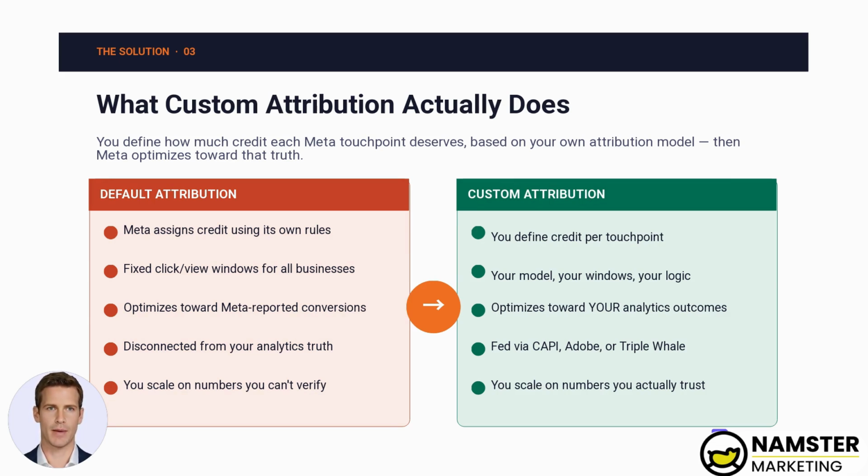In the old world, Meta assigned credit using its own fixed rules and windows, leaving you to scale on numbers you could not verify. In the new world of custom attribution, you define the credit per touchpoint. It is your model, your windows, and your logic. By feeding this data via KPI or partner tools, the delivery system optimizes toward your specific analytics outcomes. This ensures that the growth you see in your reporting matches the growth in your revenue, allowing you to scale on numbers you finally trust and results that reflect your true business health.